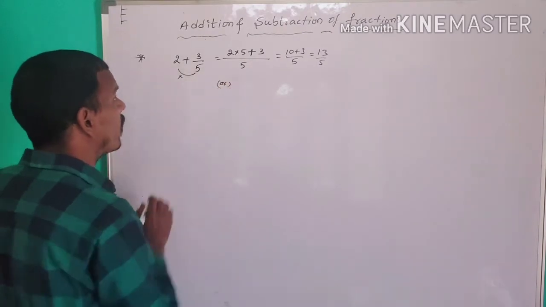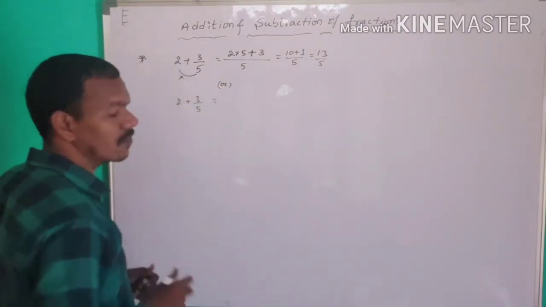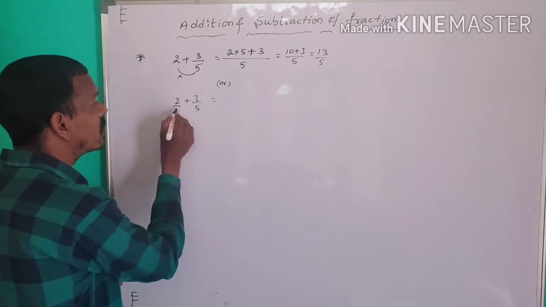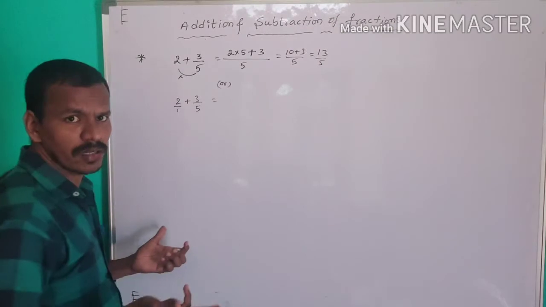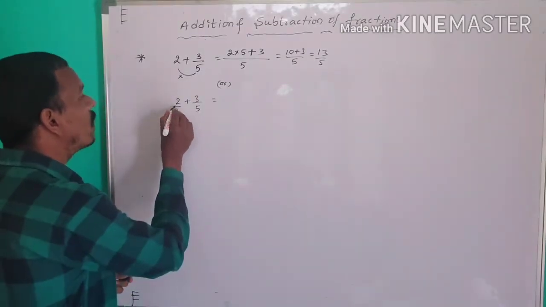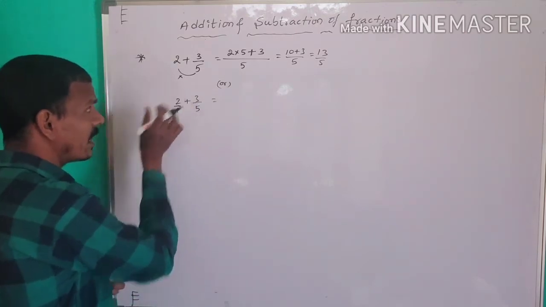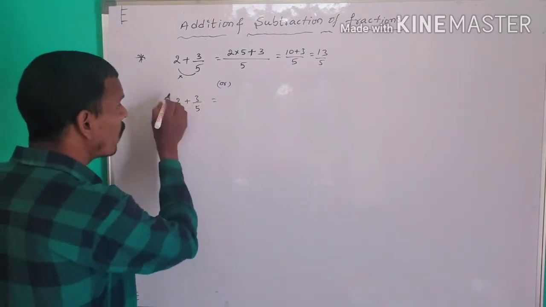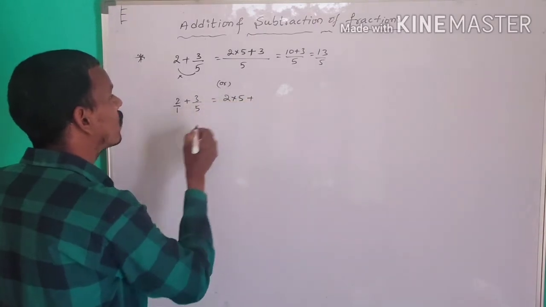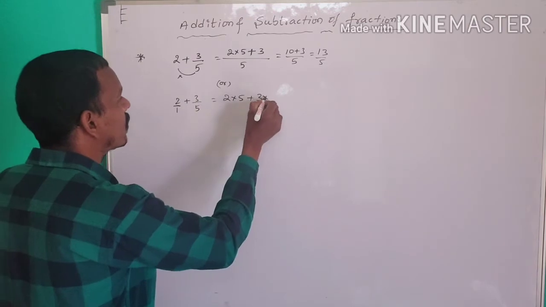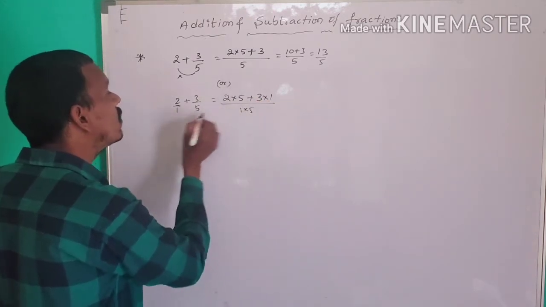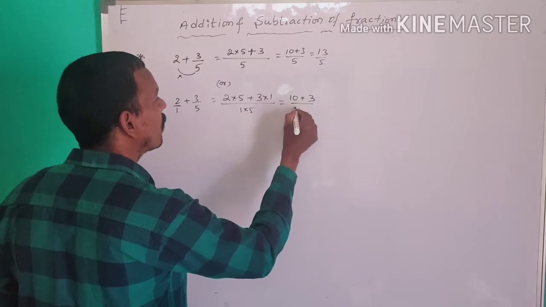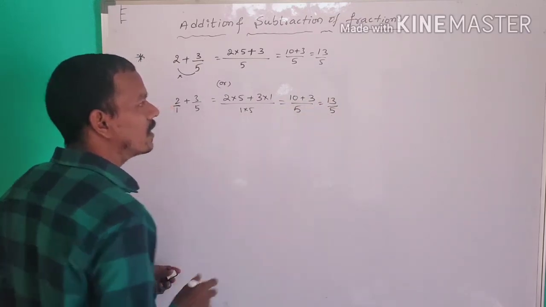Now another way: 2 plus 3 by 5. There is no denominator for 2, so we can assume it to be 1. So 2 by 1 is also 2 only, so the value does not change. Now 2 by 1 plus 3 by 5. By cross multiplication, 2 into 5 plus 3 into 1, by 1 into 5. Even the denominators we multiply. So 10 plus 3 by 5, that is equal to 13 by 5. It is another method.